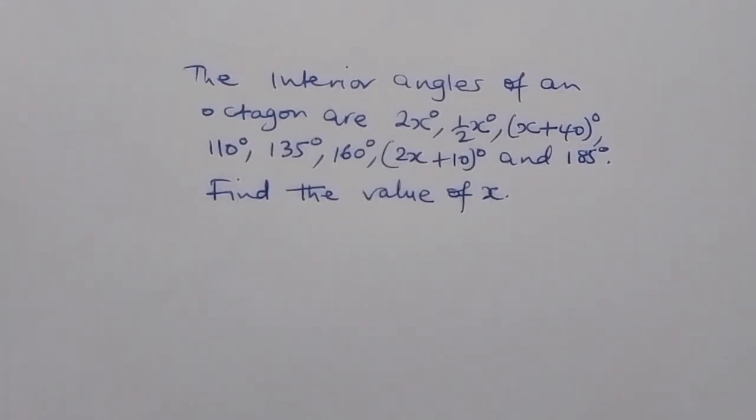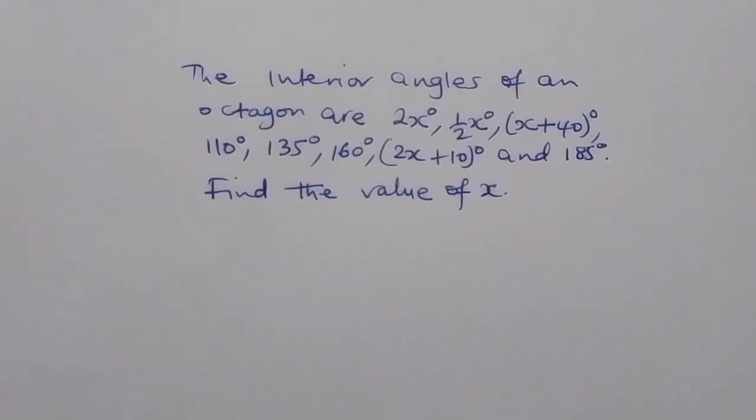The interior angles of an octagon are 2x degrees, a half x degrees, x plus 40 degrees, 110 degrees, 135 degrees, 160 degrees, 2x plus 10 degrees, and 185 degrees. Find the value of x.